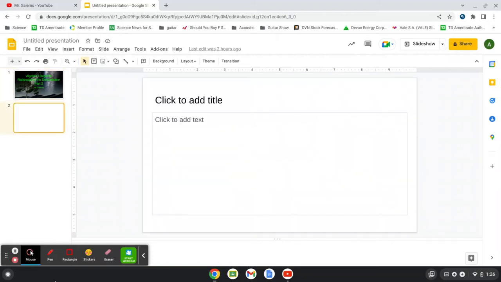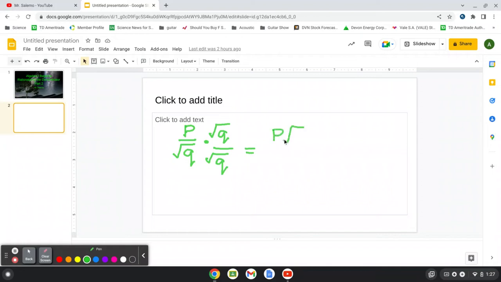So what if, and let's get a pen going here, let's use green. What if I had variables, or just letters, if I had p over the square root of q, how would you rationalize this? Would you rationalize the denominator the same way if you had numbers, right? We're just going to take the square root of q, the numerator and the denominator, and multiply it. That's all we're doing. So here we're going to have p times the square root of q, right? And over here, it'll be the square root of q squared. And what is the square root of q squared? It's just q.